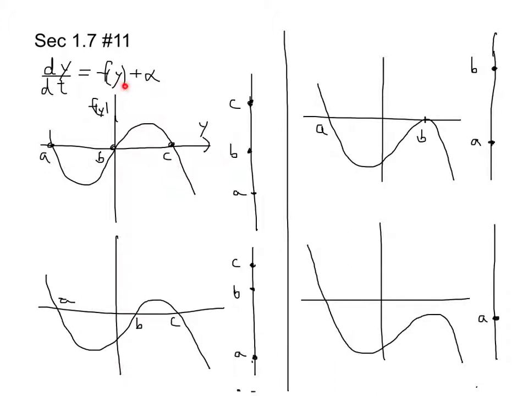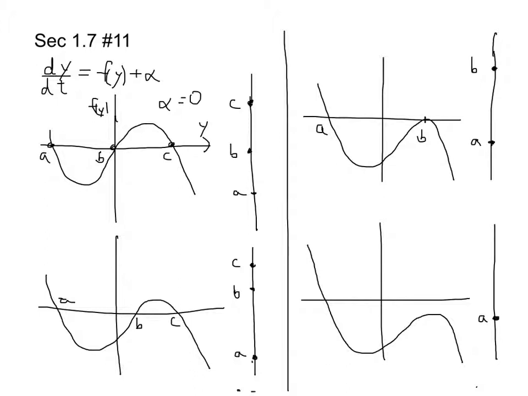do a vertical translation. As alpha is positive, it'll move this whole graph upward, and if alpha is negative, it'll push this graph downward. So I've drawn some pictures, and just to get us situated, this very first one is the one that is given in the book, and this would of course correspond to when alpha equals 0.